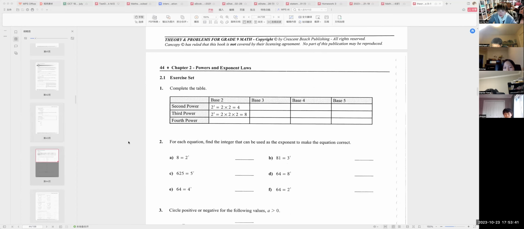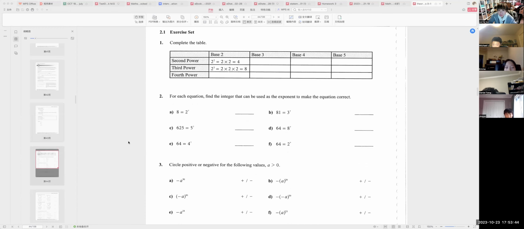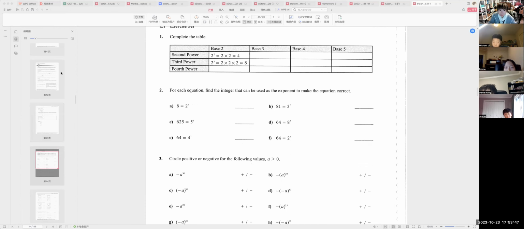Let's take a look at this one. We're going to quickly go through these questions. Second power: 2 squared, 2 to the 3, and 2 to the 4. So 2 times 2 times 2 times 2 equals 16. If the base is 3, 3 squared equals 3 times 3 equals 9. Base 4: 4 squared equals 4 times 4 equals 16. And base 5: 5 squared equals 5 times 5 equals 25, right? You're going to do the third power and fourth power yourself at home as homework.